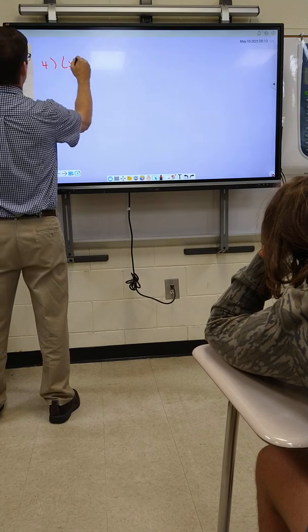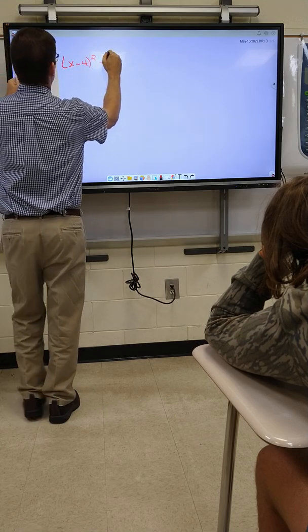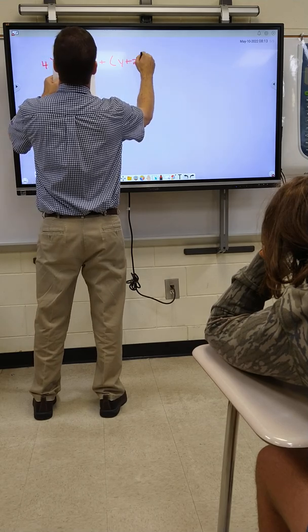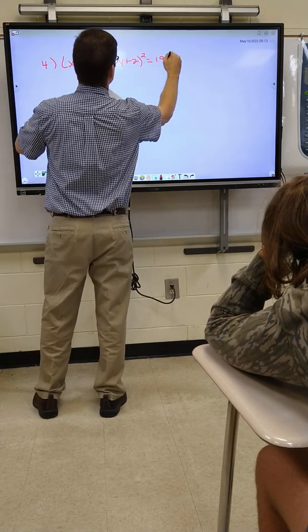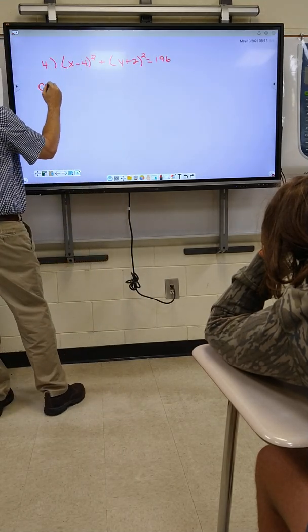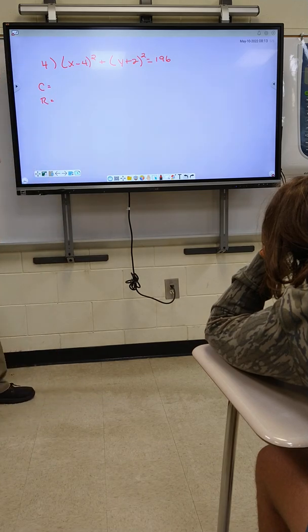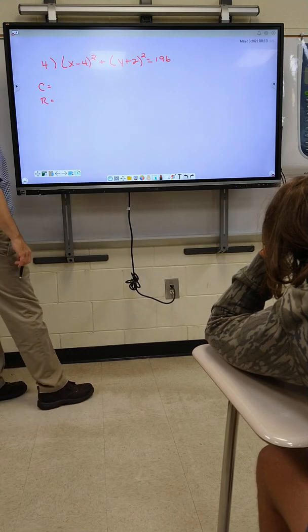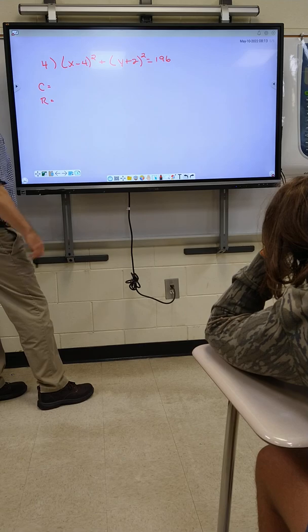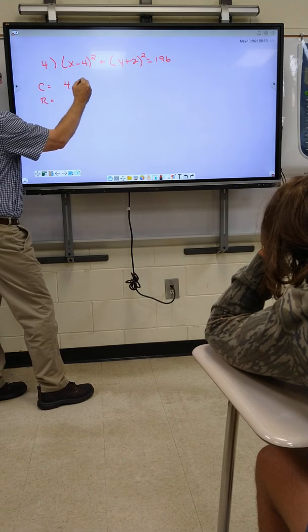Alright, number 4, (x minus 4) squared plus (y plus 2) squared equals 196. Alright, Makai, look at number 4. It's already set up for you. What's the center, Makai, on number 4? You remember this part? Is it 4 and negative 2? Yep, positive 4, negative 2.